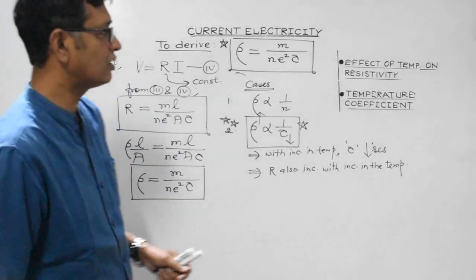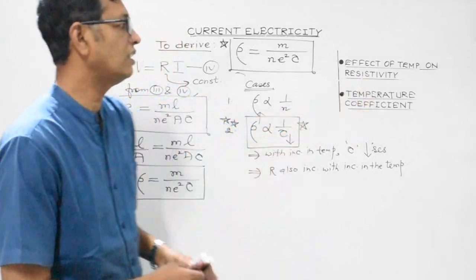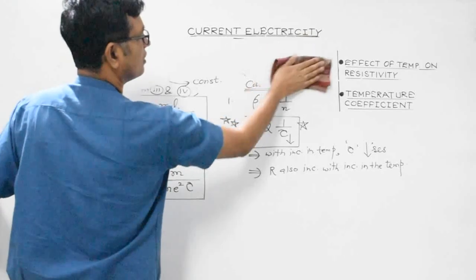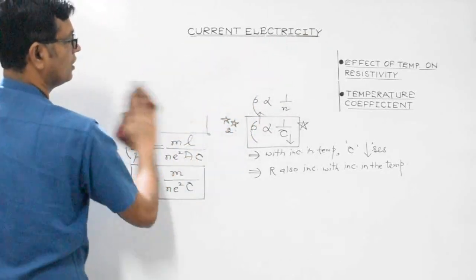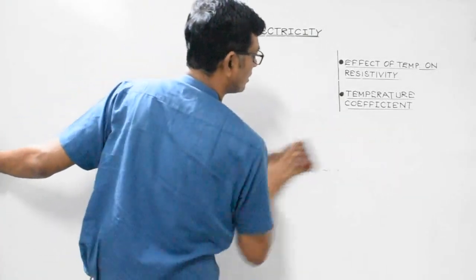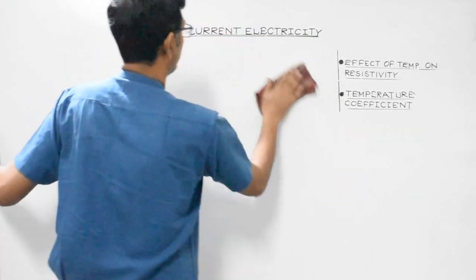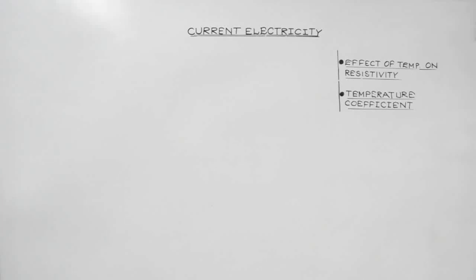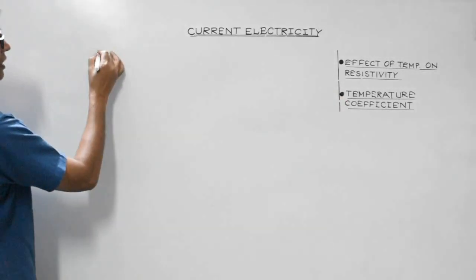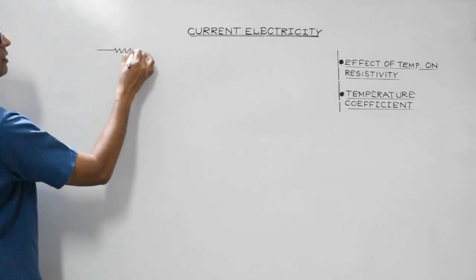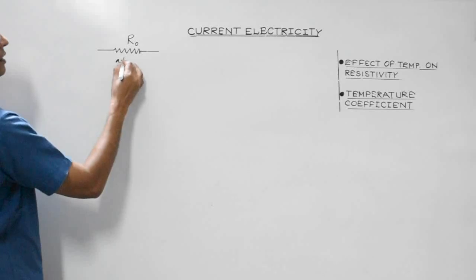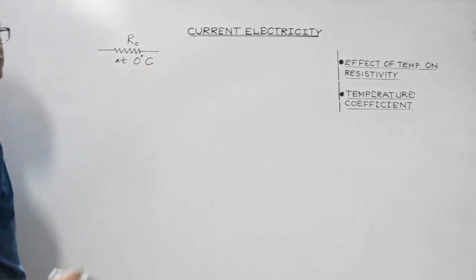Okay, continuing with this topic, let's concentrate on the other one, that is the temperature coefficient. It is related to the same concept only, the dependence of resistance or resistivity on the temperature. So in order to consider this particular term, let us consider a resistor offering resistance R0 at 0 degrees Celsius.